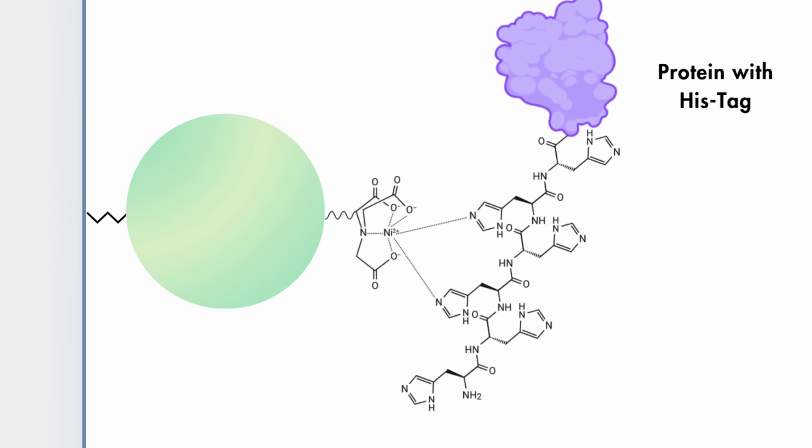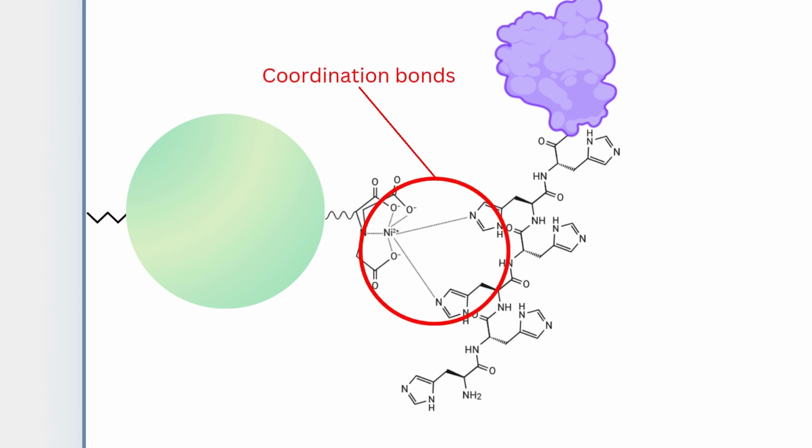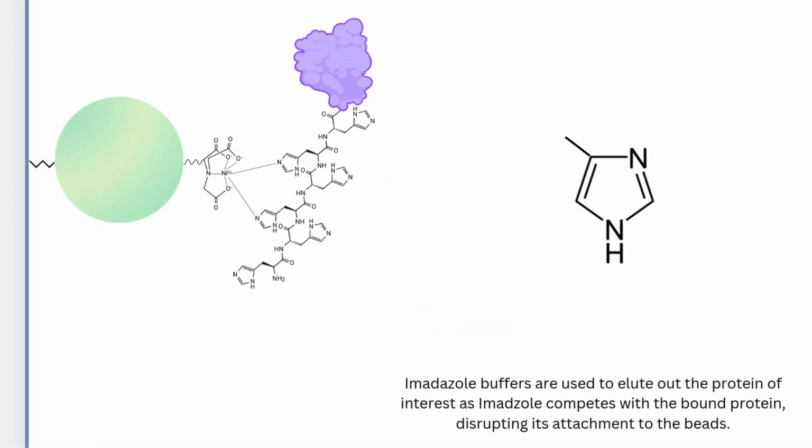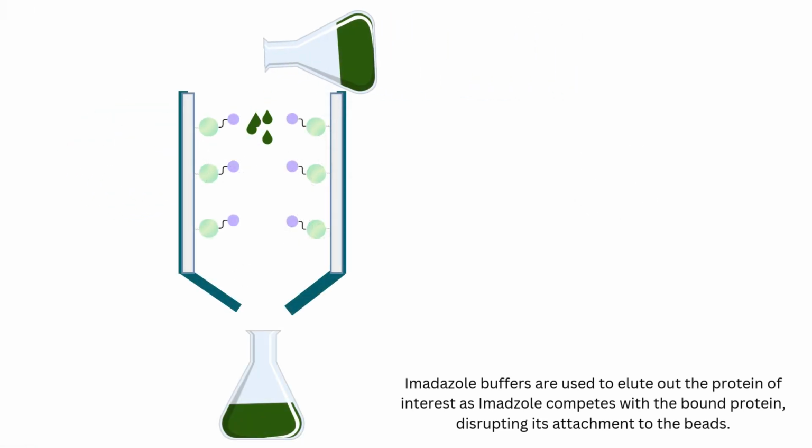The protein that has been tagged using His-tag is present in the sample and is loaded into the column. The histidine residues form a coordination bond with the nickel ions, binding protein to ligand. Imidazole buffers are used to elute out the protein of interest, as imidazole competes with the bound protein, disrupting its attachment to the beads.